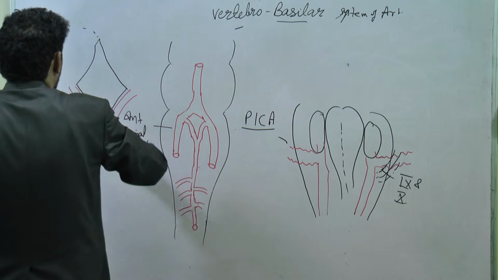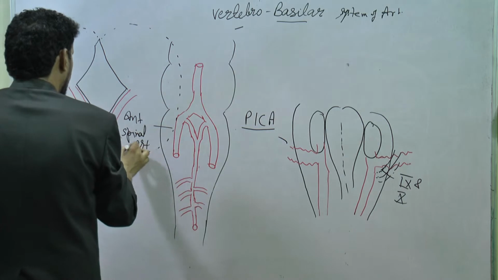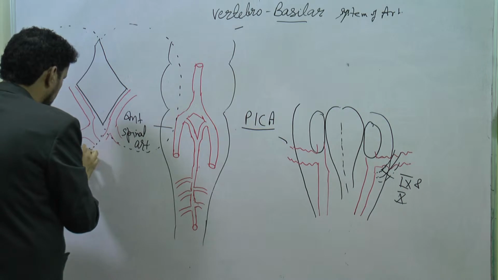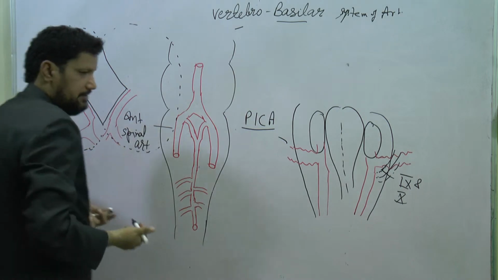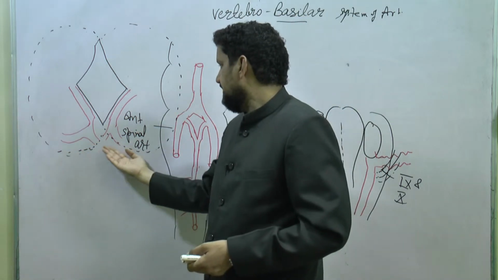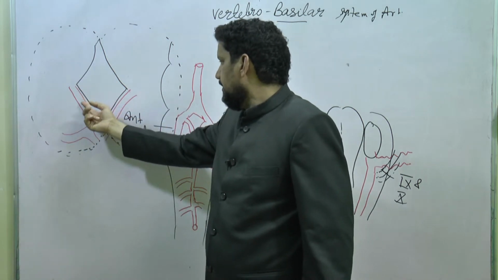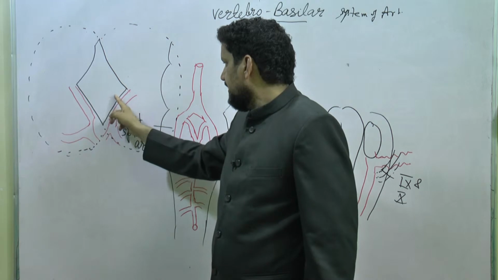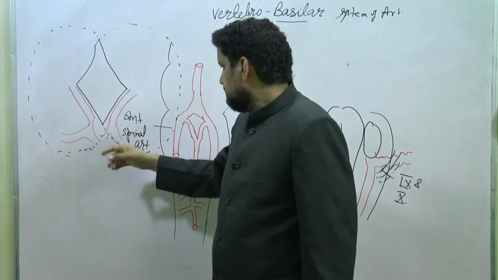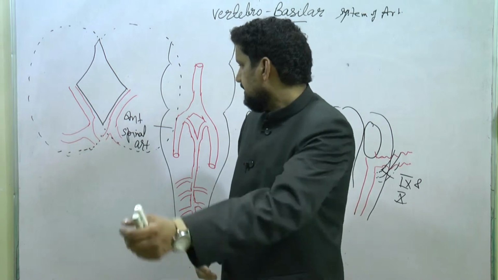The cerebellum is forming the roof of the fourth ventricle. So this is the inferior surface of the cerebellum. The artery is descending downward on the inferior-lateral border of the fourth ventricle and reaching on the inferior margin of the fourth ventricle and inferior surface of the cerebellum.